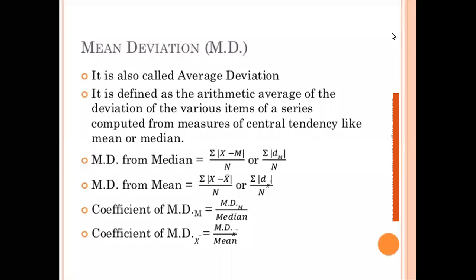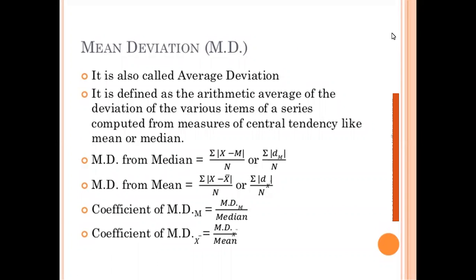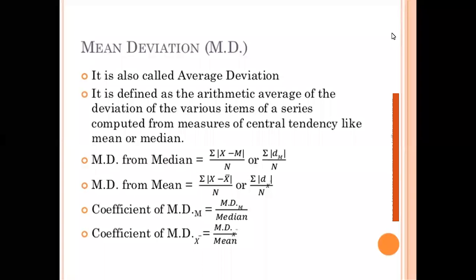Mean deviation from median is summation of |x minus median| divided by n, where n is the number of observations. And mean deviation from mean is summation of |x minus x bar|, that is known as mean, divided by n. n is the number of observations. Then the coefficient of mean deviation from median is mean deviation from median divided by median, and the coefficient of mean deviation from mean is mean deviation from mean divided by mean.